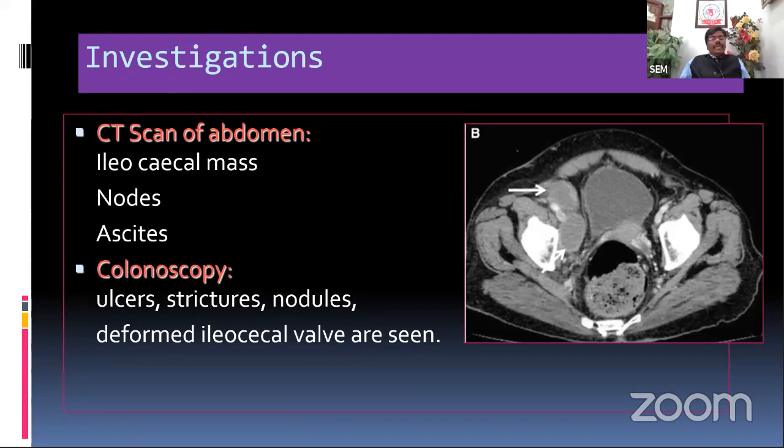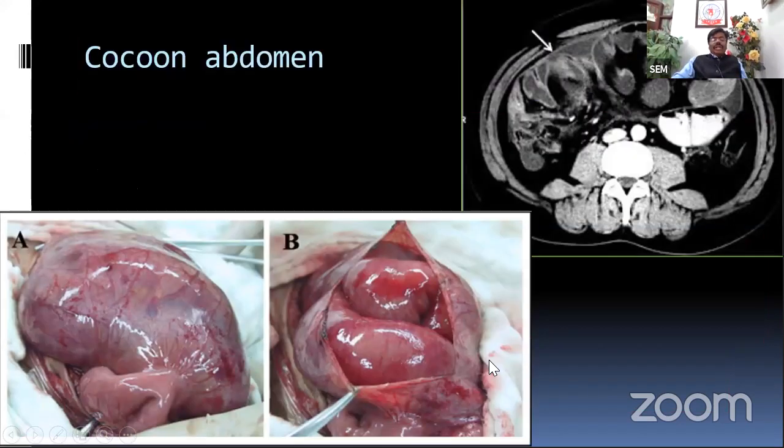Coming to further investigations, whenever you see any CT picture, imagine the CT is in front of you, the cross section of the patient, and you are seeing it from the patient's foot end. When you stand at the foot end of the patient, this is the patient's right side, this is the patient's left side. So this is the right iliac fossa. There is a mass in the right iliac fossa, an ileocecal mass. Sometimes lymphadenopathy, sometimes fluid in the abdomen. These are the 3 classical features in ileocecal tuberculosis. In colonoscopy, you can have various features.